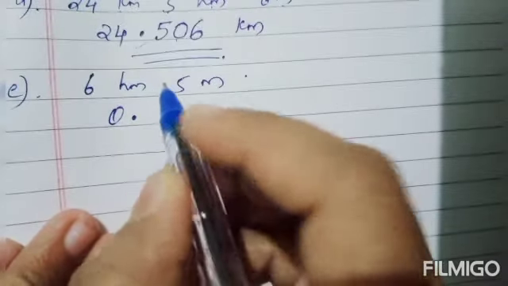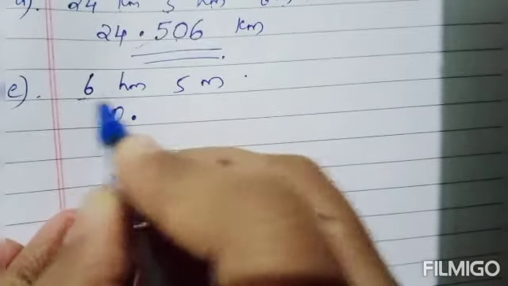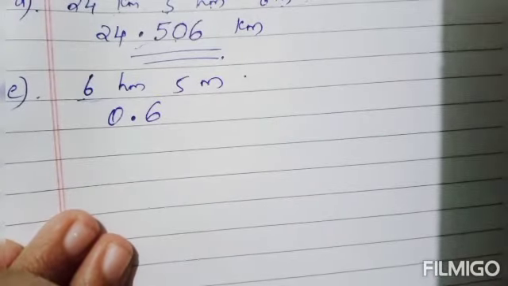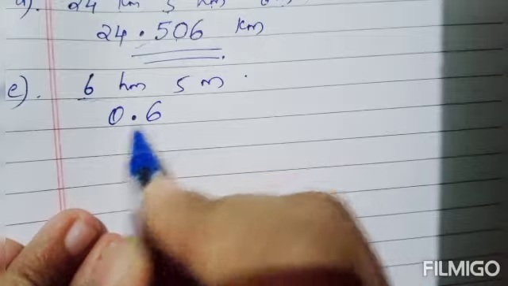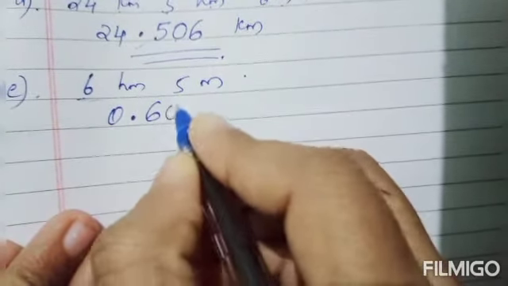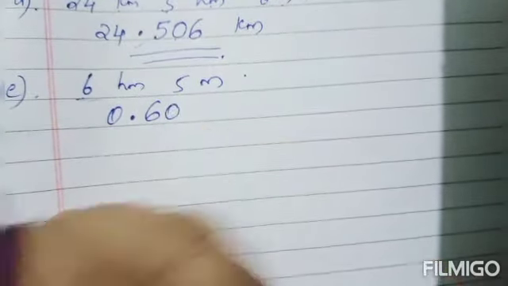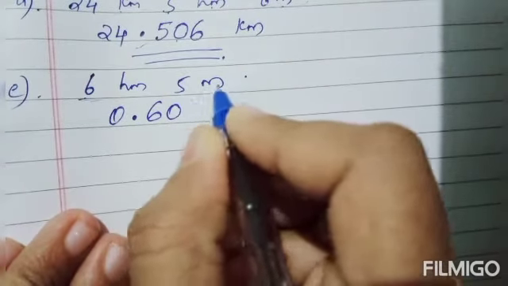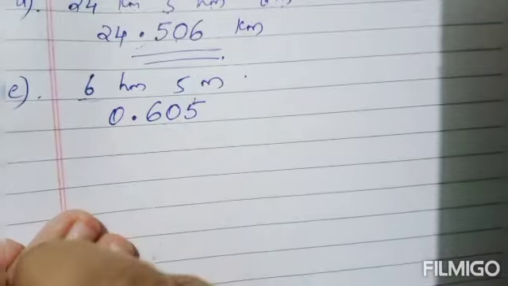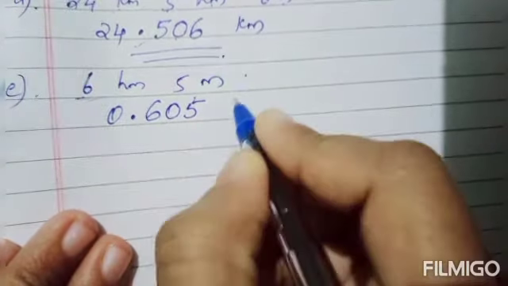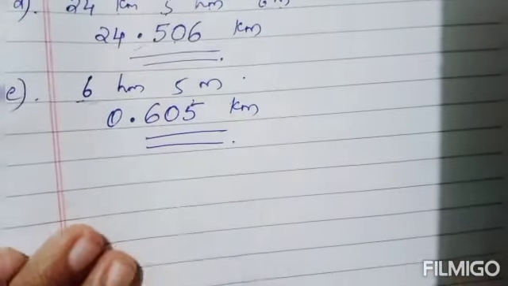Next it is hectometer. It is given 6 hectometer. So write 6 in 10th place. After hectometer it is decameter. It is not given. So put 0 in decameters place. Okay. After decameter it is meter, 5 meter. In the question it is given. So put 5 in meters place. Okay. So 0.605 kilogram it will be.